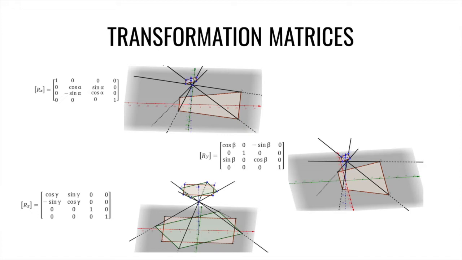It corresponds with the pitch angle of the drone. The second matrix is a matrix for rotation around the y-axis. It corresponds with the roll angle. And the last one is a matrix for rotation around the z-axis. It corresponds with the yaw angle.